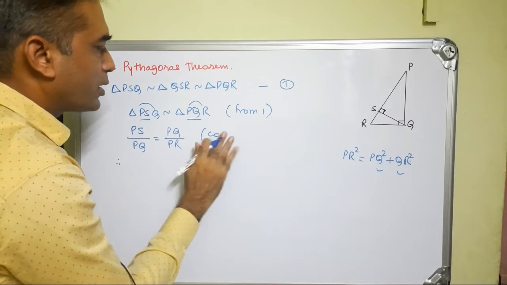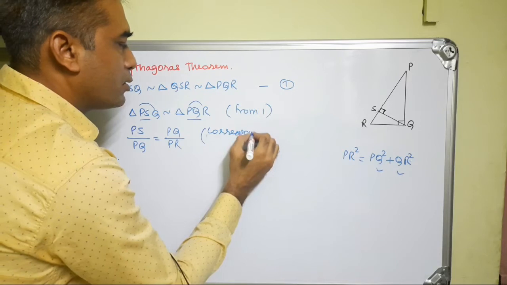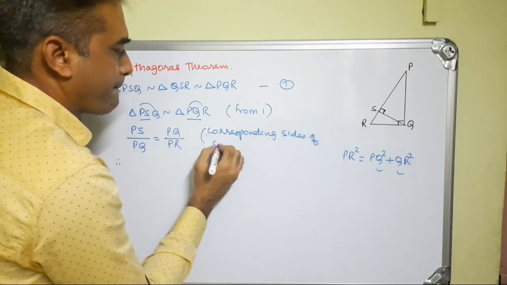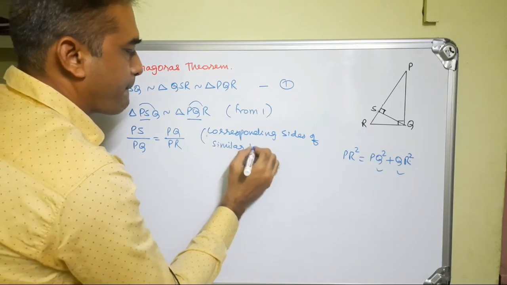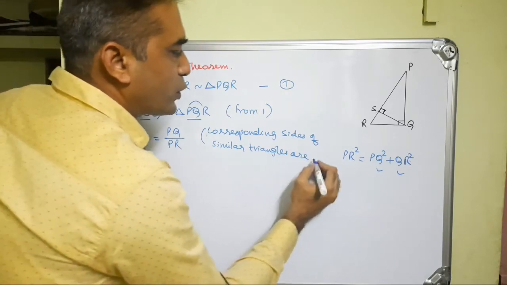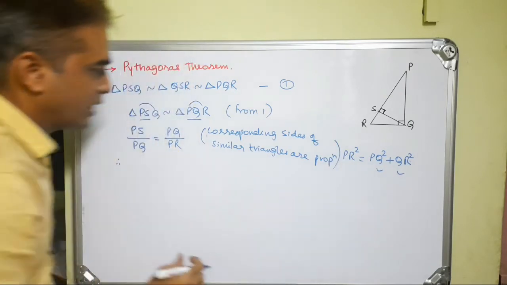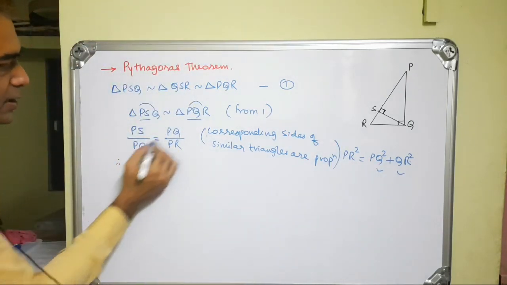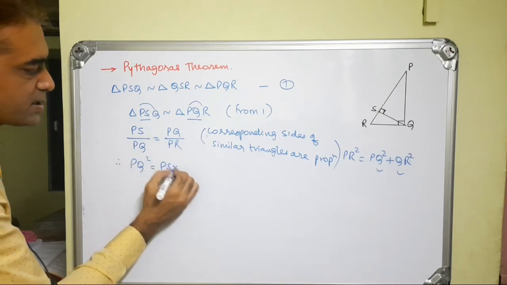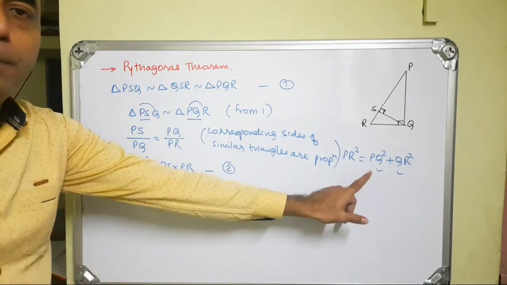Reason: corresponding sides of similar triangles are proportional. Therefore, we write PQ square equals PS into PR. Let this be point number 2. So here we have found PQ square.